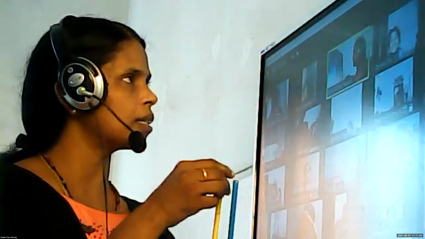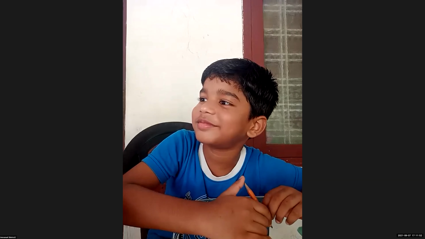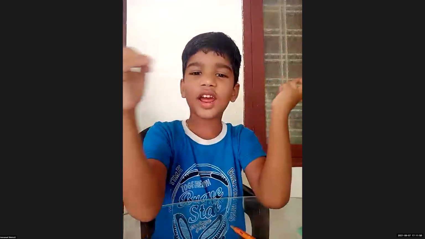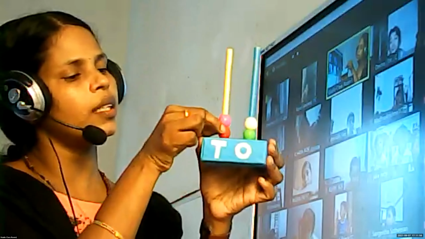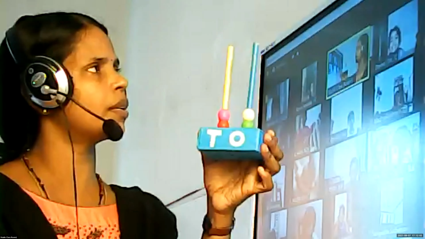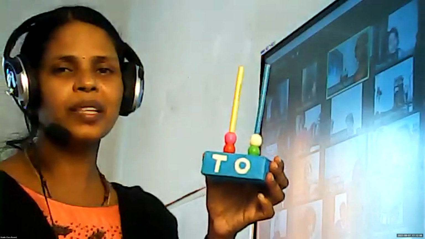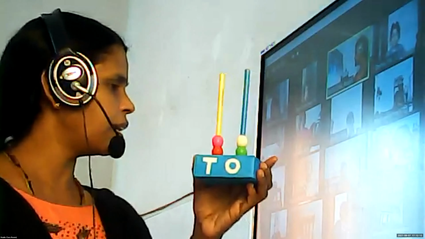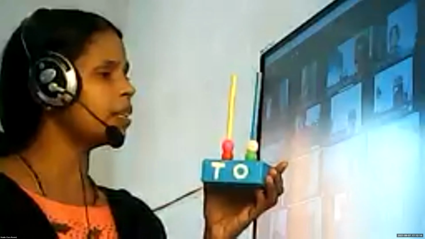Seraphine, tell me the answer. What's the number? Here you can see the tens space. There are 2 beads. The ones space also 2 beads. So what's the number? 22. Very good. 2 tens and 2 ones. The number is 22. Is it clear?